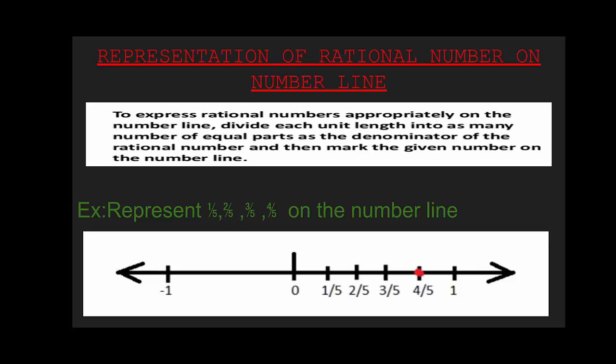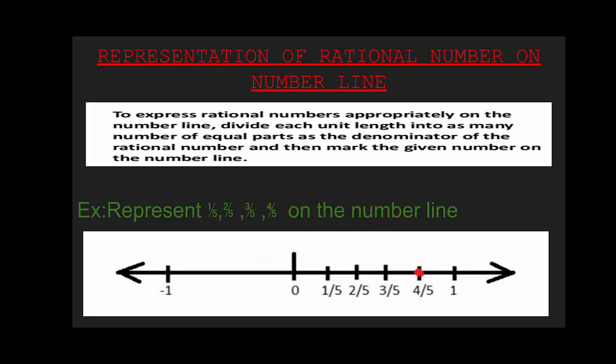To express a rational number appropriately on a number line, divide each unit length into as many equal parts as the denominator of the rational number and then mark the given number on the number line. So you have these rational numbers. If you want to represent this on a number line, you have to divide the unit according to the number which is on the denominator. So we have 5 on the denominator, so we will divide this into 5 equal parts, and from there we can locate where is 1 by 5, where is 2 by 5, 3 by 5 and 4 by 5.